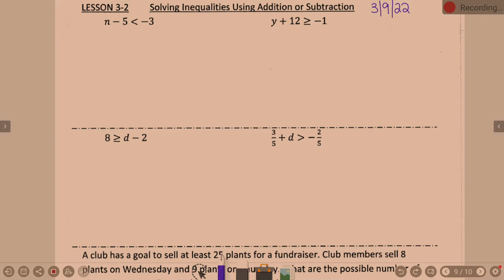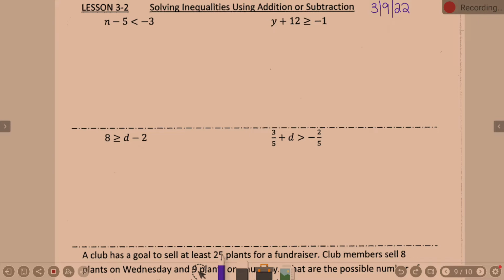Lesson 3.2 is solving inequalities using addition or subtraction. If you know how to solve equations using addition or subtraction, you know how to solve inequalities using addition or subtraction. You guys know what I mean when I say inequalities?